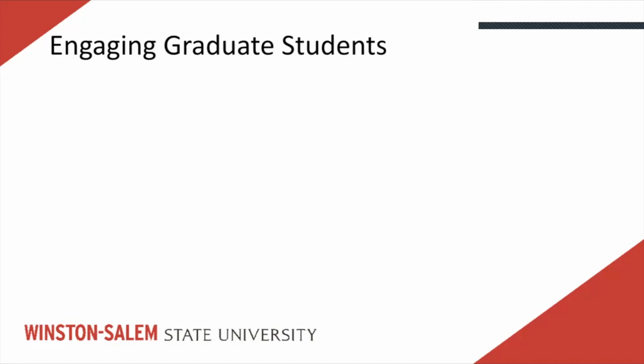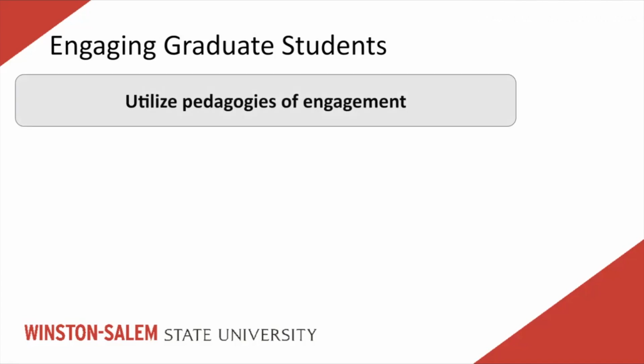Even though graduate students differ greatly from undergraduates in terms of their motivation and background, they ultimately learn in the same way. Here are a few strategies for engaging graduate students. First is to utilize pedagogies of engagement. Utilize pedagogy strategies such as cooperative learning, problem-based learning, and project-based learning for students to get actively involved in their learning at a graduate level.